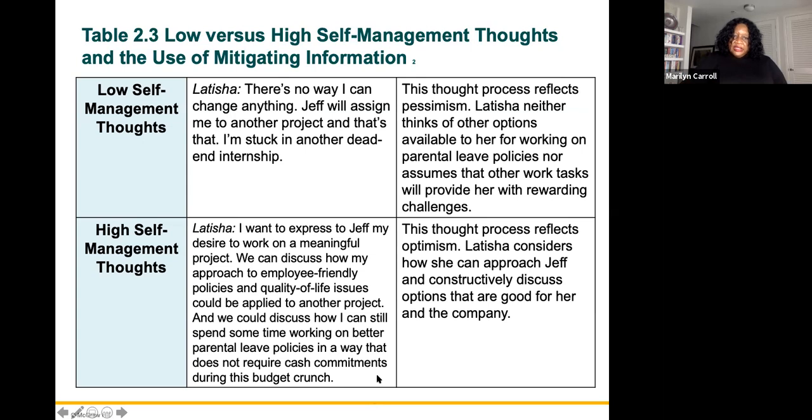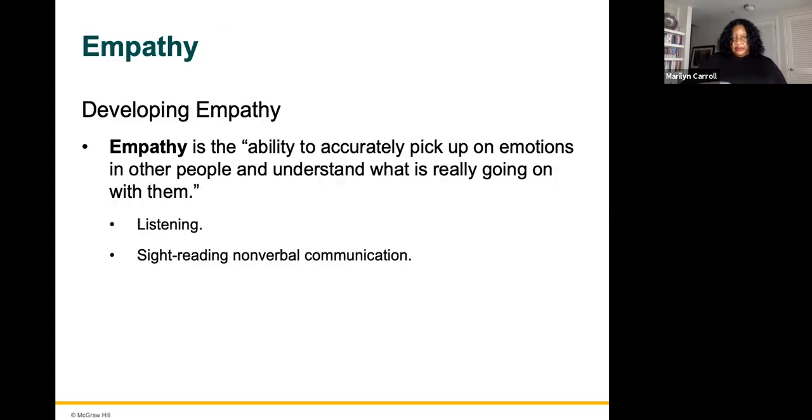Now, high self-management thoughts. Here's Letitia. "I want to express to Jeff my desire to work on a meaningful project. We can discuss how my approach to employee-friendly policies, as well as quality of life issues, could be applied to another project. And we could discuss how I can still spend some time working on better parental leave policies in a way that does not require cash commitments during this budget crunch." Now, this thought process reflects optimism. Letitia considers how she can approach Jeff and constructively discusses options that are good for her and the company.